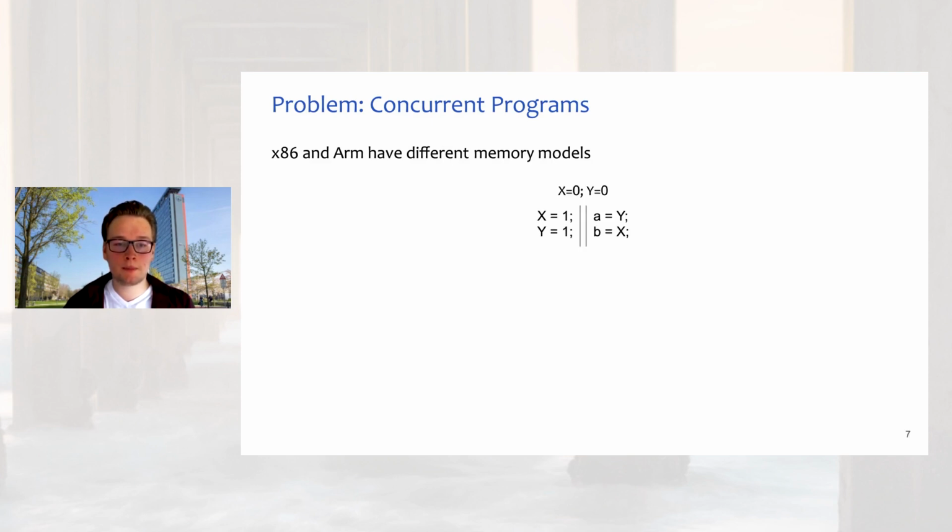Consider this program. X and Y are shared memory locations, while A and B are variables that are local to the second thread. Now consider the outcome at the end, where A equals 1 and B equals 0. On x86, that cannot happen, while on ARM, this is perfectly valid.